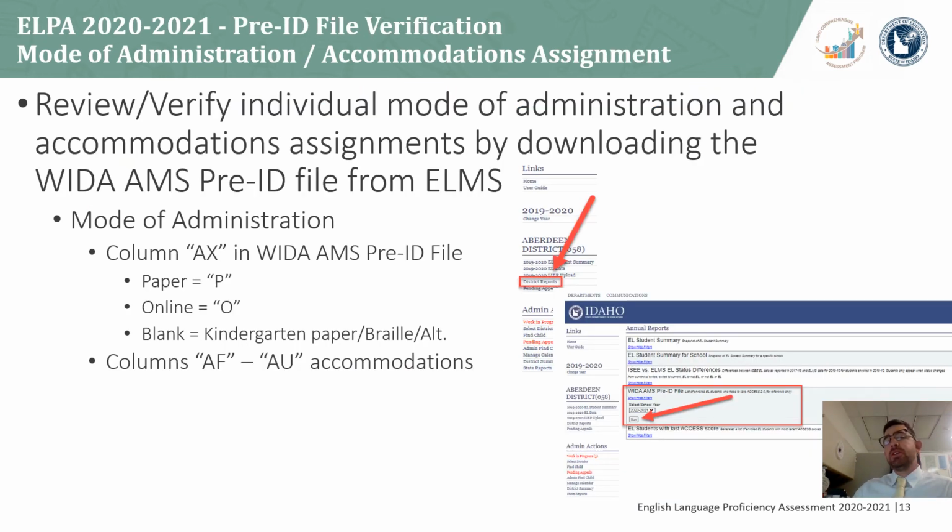This slide is a continuation of how to verify an English learner's mode of administration and accommodation assignment in an Excel worksheet format. Coordinators should look at column AX to verify the mode of administration. Column AX will have a P for paper, an O for online, and a blank for kindergarten testers and alternate testers. If students are assigned an alternate test form, the AX column will be blank and the AZ column will have a Y indicated. If a Y is present within the columns AF through AU, it means that a student has been assigned a specific Access test accommodation.